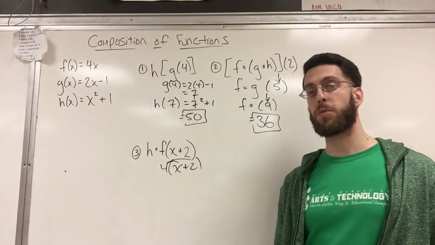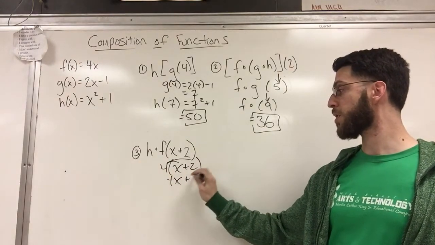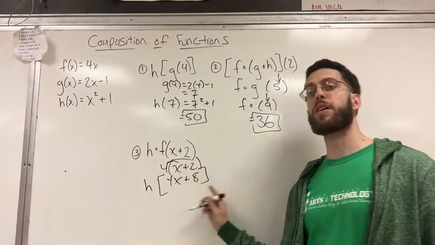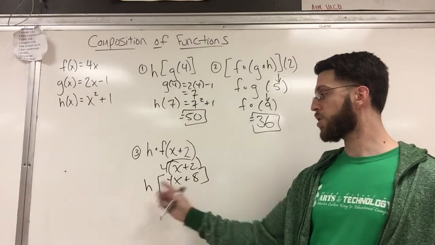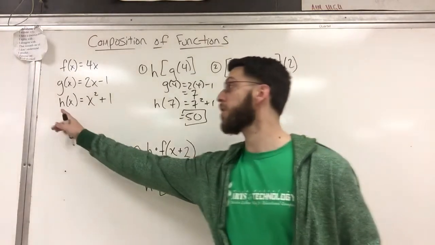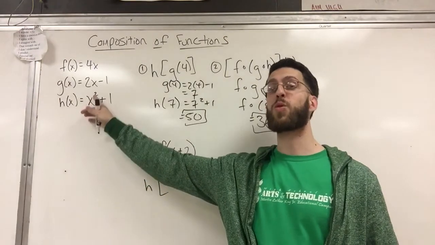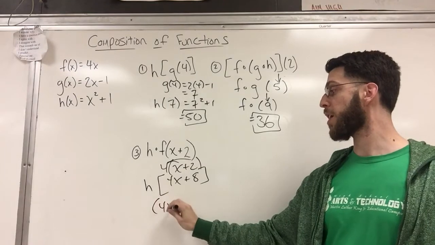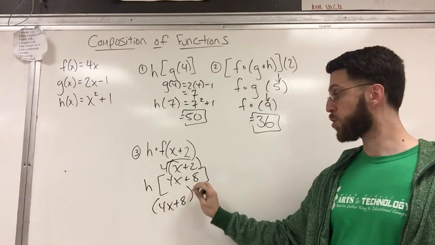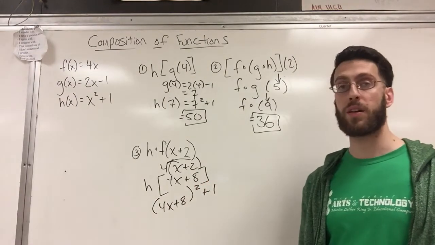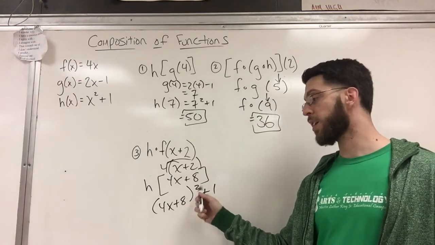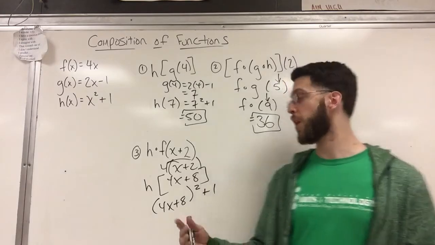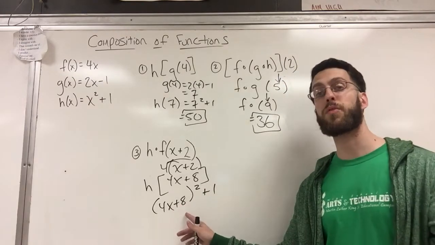Well, I'll distribute and I'll get 4x plus 8. So now I have to do h of 4x plus 8. H of this mess. What does h tell me to do? It tells me to do thing squared plus 1. So that's this thing squared plus 1. Simple as that. And again, a lot of people still forget that when you square, you actually have to do what I call FOIL. You have to do 4x plus 8 times another 4x plus 8.